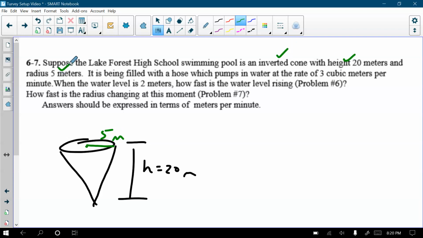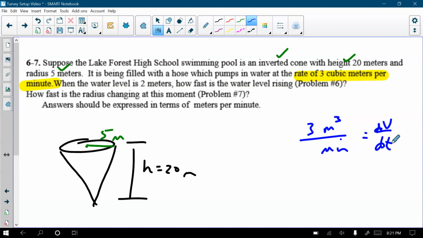By the way, if you didn't know what an inverted cone was, and you drew it the other way, you'll still be able to get the problem. Inverted cone just means that it's not right side up or upside down or whichever you think inversion is. It is being filled with a hose, as it always is, which pumps in water at the rate of 3 cubic meters per minute. Meters cubed, 3 of them per minute. That's dV/dt.